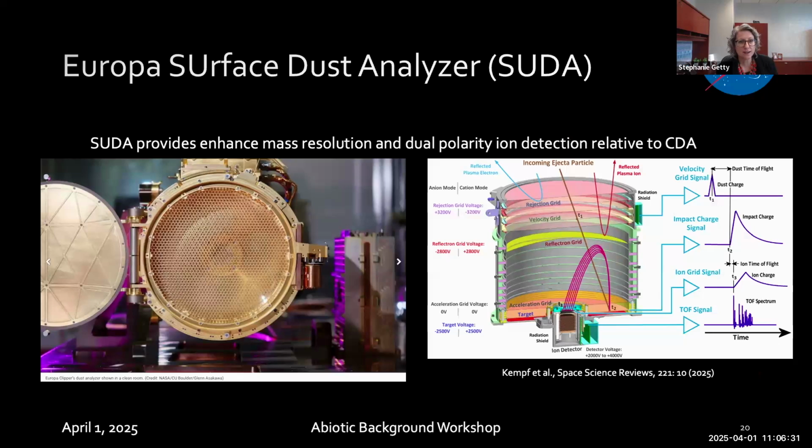Aaron, do you want to follow on? Yeah, I'll just briefly say that the legacy of CDA lives on with SUDA, and this will have significantly enhanced capability relative to CDA. It's going to have dual polarity and much higher mass resolution and range, and if there are plumes at Europa or whatever else is in the dusty exosphere, we will get significantly improved chemical information out of it.